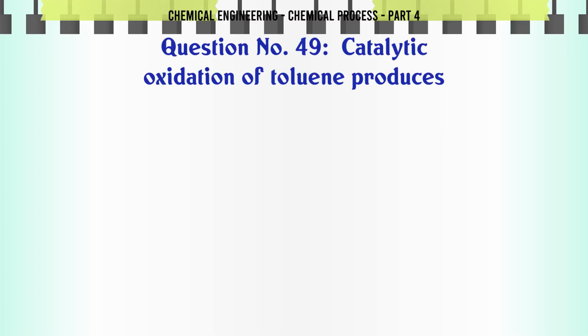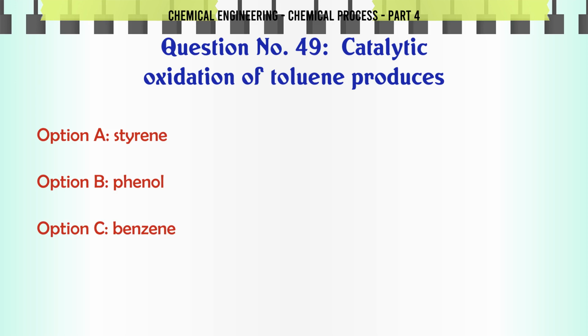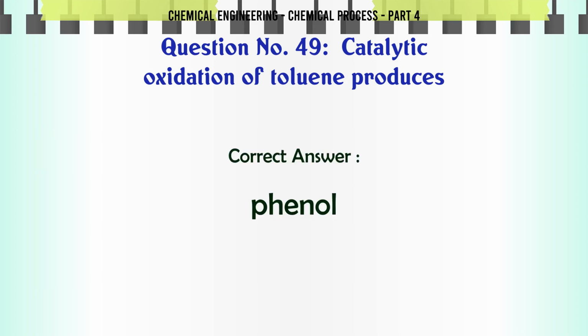Catalytic oxidation of toluene produces A. Styrene. B. Phenol. C. Benzene. D. Trinitrotoluene. The correct answer is phenol.